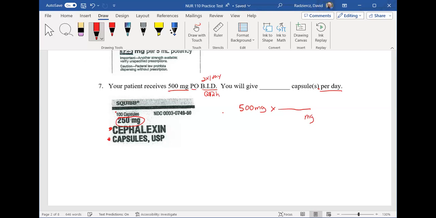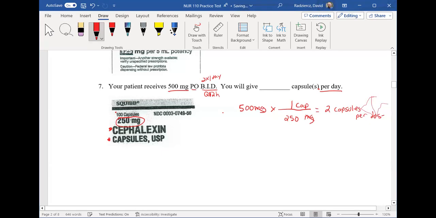So we know it's 250 milligrams, and my equivalent is 1 capsule, and I'm just going to abbreviate that cap. Okay. I'm going to do some math, plug this into my calculator, or just do it in my head. 2 capsules. Now that's 2 capsules per dose. Now you don't need to write per dose or per day or anything like that. That was more so just to tell you where that 2 capsules is coming from. Then it's just a matter of, okay, if it's BID, then I'm just going to say 2 times 2 is 4 capsules per day.